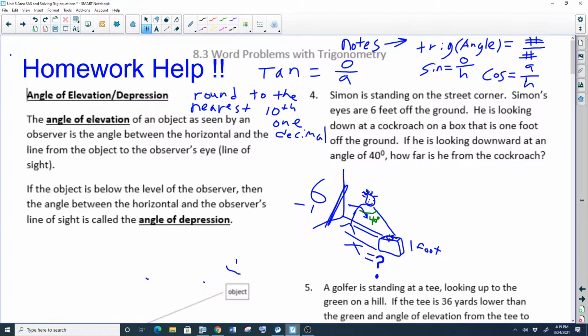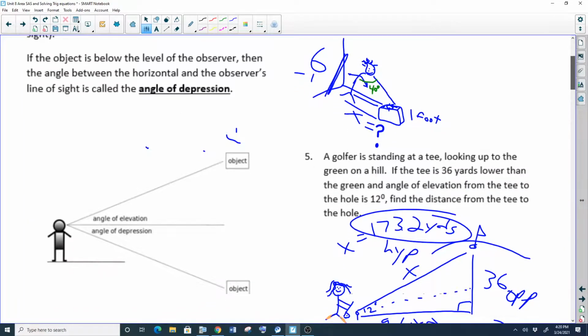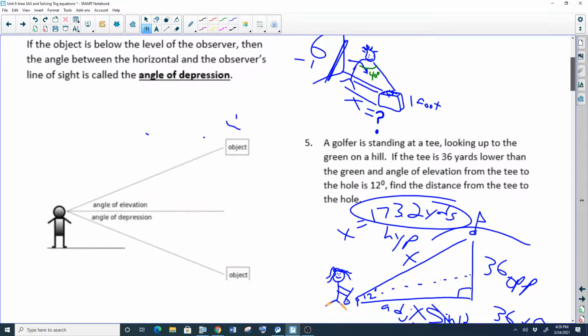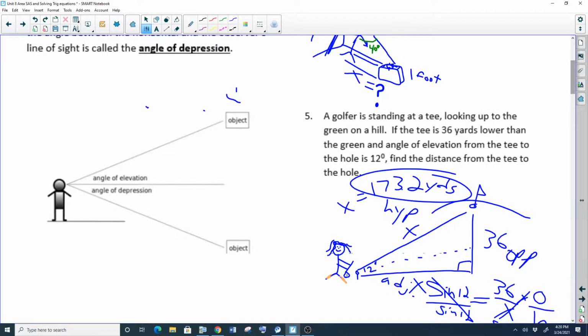So I got some tutoring there. Name drop Mr. Lucarini for helping me understand the difference between angle of elevation and angle of depression. We're not going to be depressed, we're going to be elevated during this assignment. So we learned that basically it's the horizontal line that goes with the angle of depression and elevation, and not this angle.